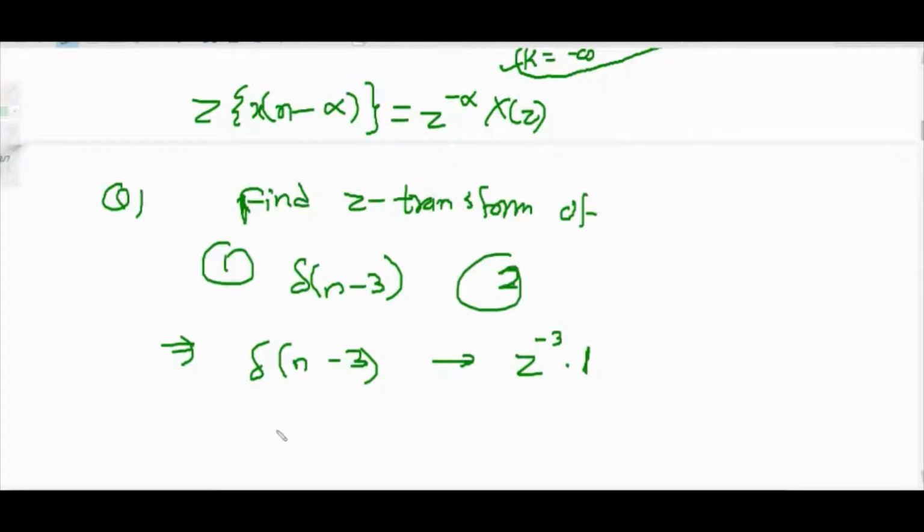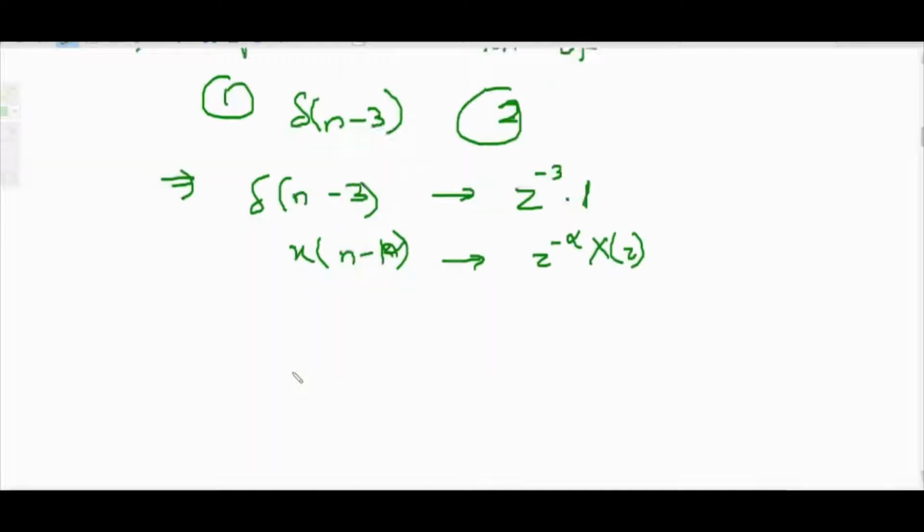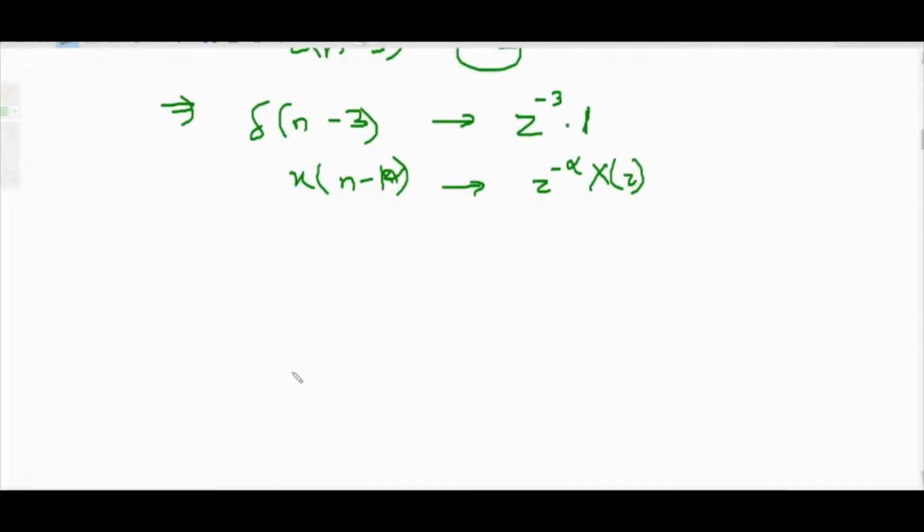If I write the property once again: x of n minus alpha has z transform z raised to minus alpha into x of z. Here alpha is 3, so z raised to minus 3 into x of z. x of n is delta n, and x of z will be 1, because delta n has z transform 1.